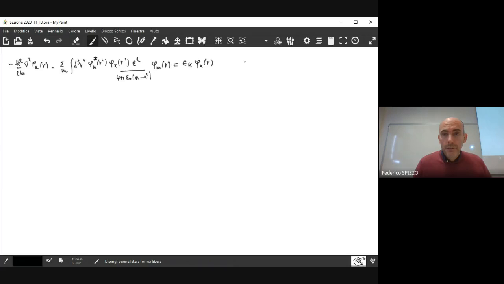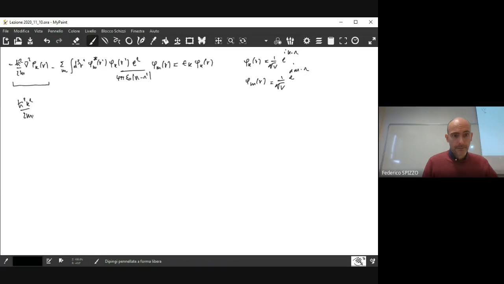Okay. So in this case, phi k of r is 1 divided by the square root of the volume e to the I k r, and phi m will be 1 divided by the square root of the volume e to the I m scalar product r. So in the first case, we have just the free electron value. So we have h bar squared k squared divided by twice the electronic mass. Then we have 1 divided by the square root of the volume e to the I k r.